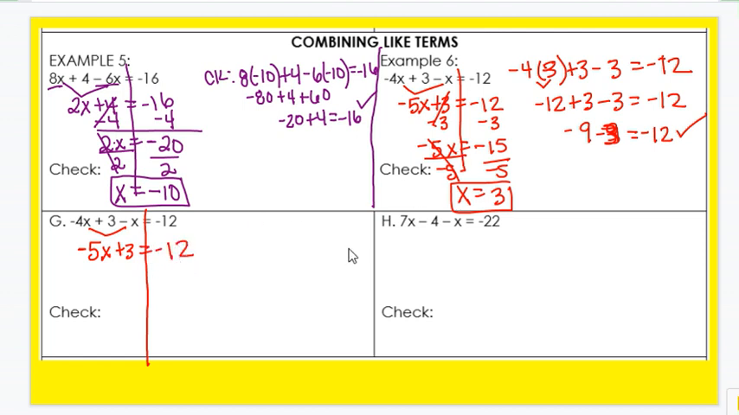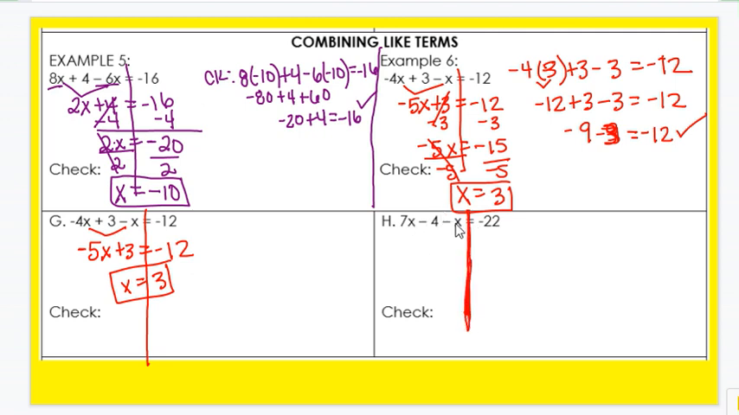Whoop, this is the same problem. So what are we going to get? We're going to get x equals 3. We already did that one. Hopefully you got that one. I must have typed the same problem twice. Let's try a different one. Let's try H. Sorry about that. That was an error.